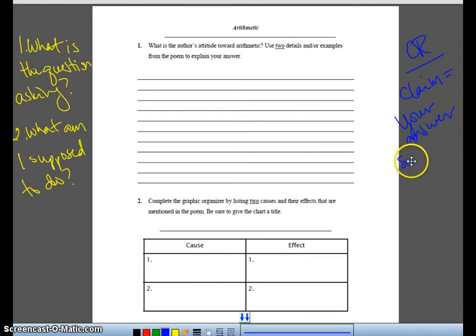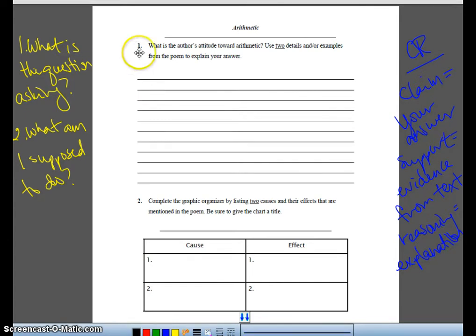We know that it needs support, which is evidence from text. And we know that it needs reasoning, which is your explanation. So as you're going through this, this is the things that we expect.